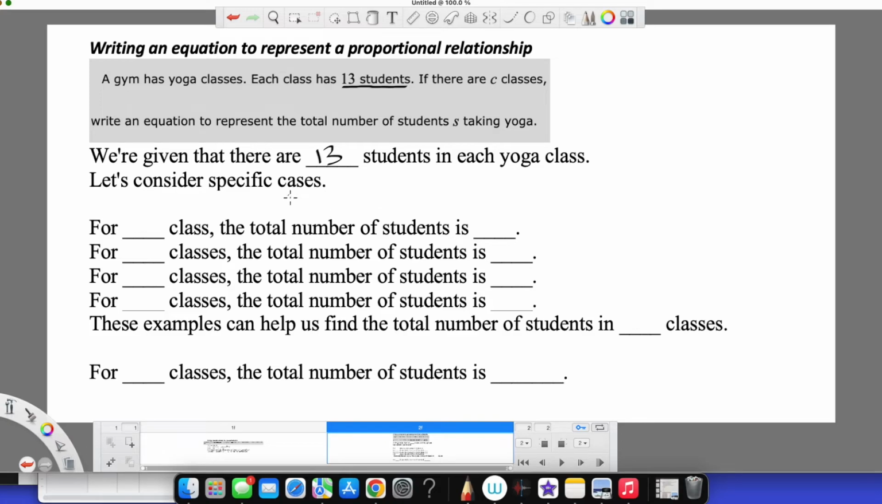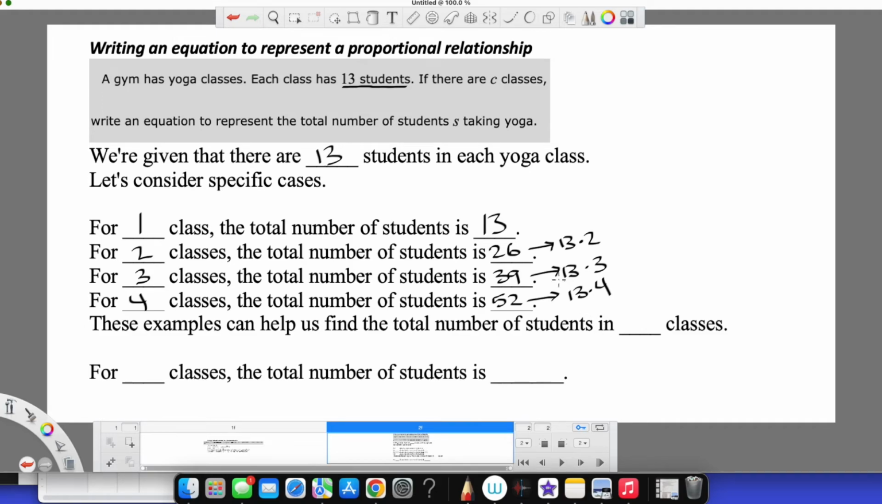Now let's consider specific cases. For one class, I would have 13 students, because I know there's 13 students in each class. For 2 classes, I'm not going to have 13 anymore. I'm going to have 13 times 2. So this would be 26, because it's 13 plus 13, or 13 times 2. For 3 classes, I would have 39, because again, it's 13 3 times. I have 13 times 3, because there's 13 in each one of those 3 classes. Or 4, I would have 52. So this would be 13 times 4.